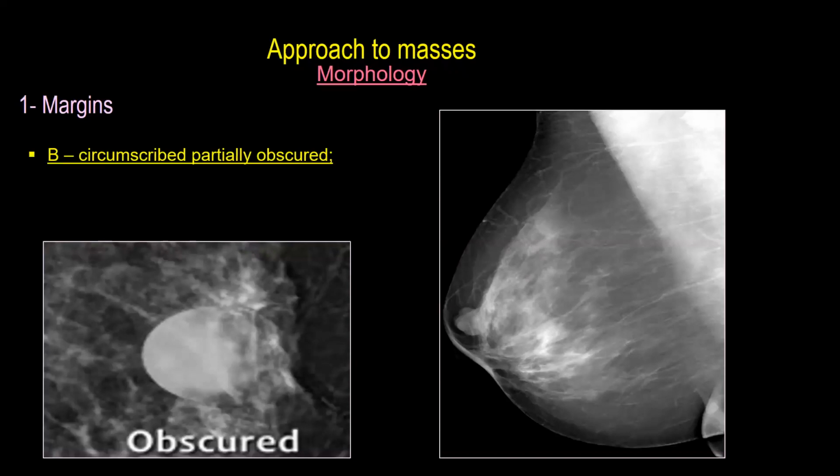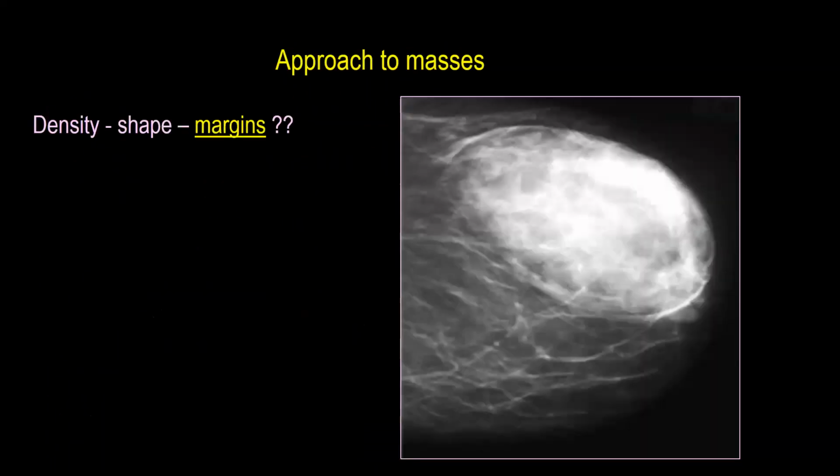Yes, it is circumscribed, partially obscured. But because it was atypical, look for the lobulation. It has a little bit more lobulations. It was a biopsy-proven fibroadenoma. For me, any atypical fibroadenoma, I recommend biopsy. I will not give it a benign category. I'll give the patient the benefit of the doubt.